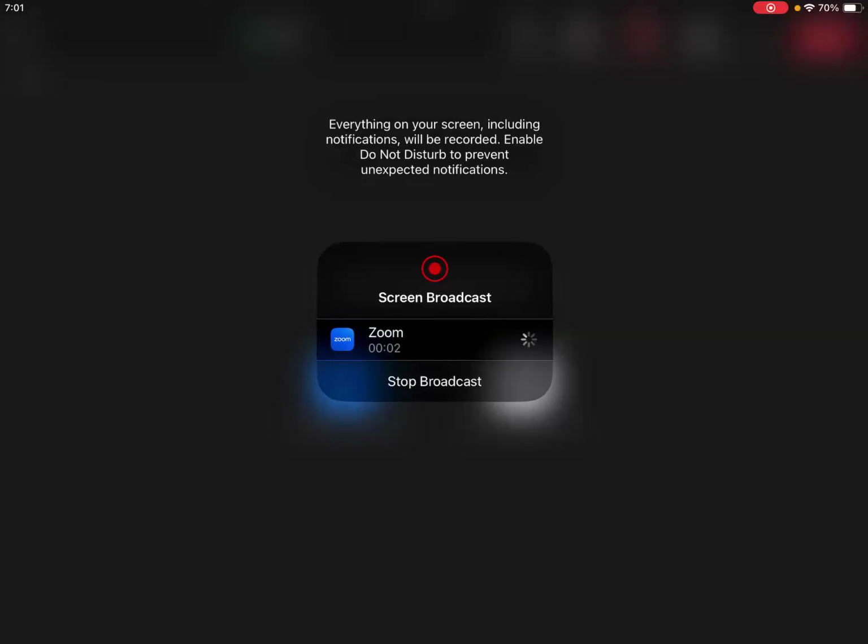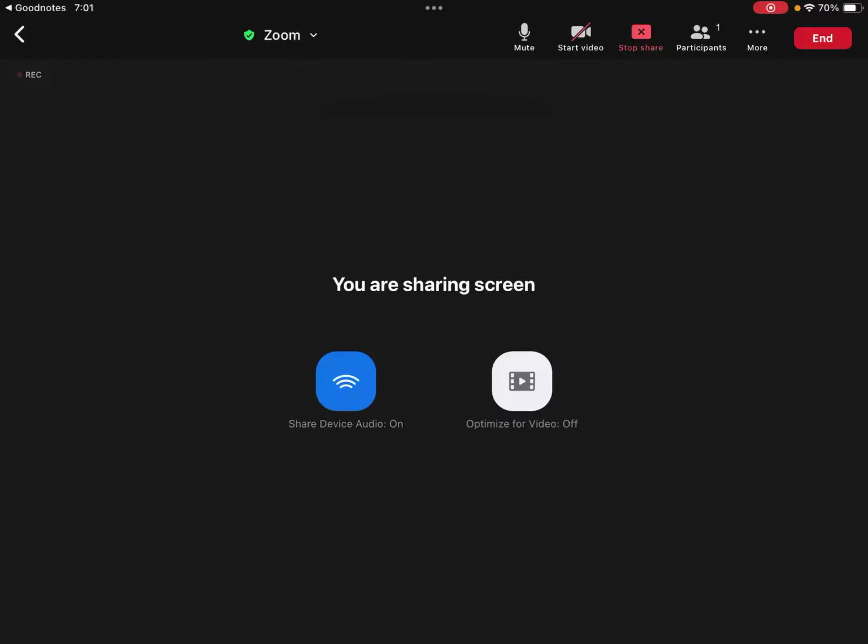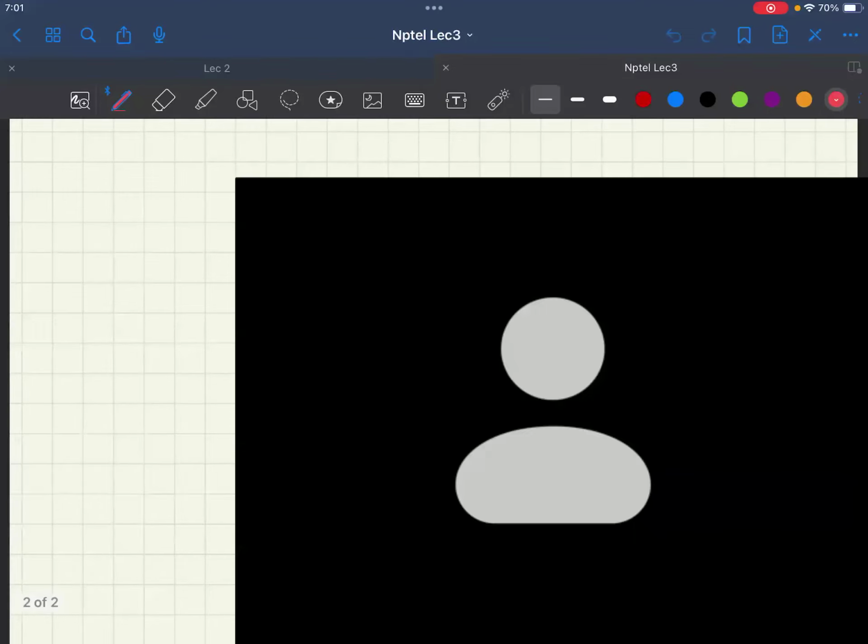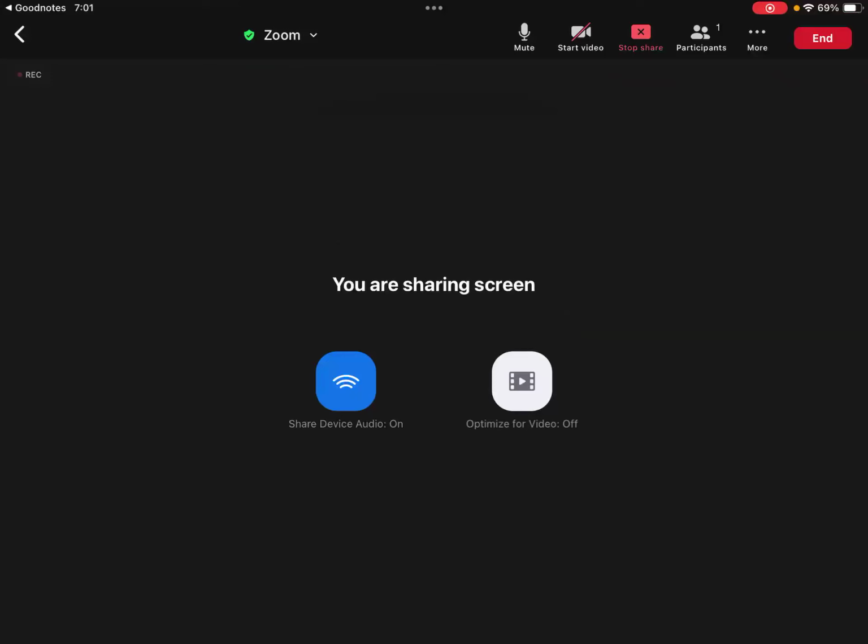Let me just first check whether screen share is available. Share content screen. Yeah, okay.